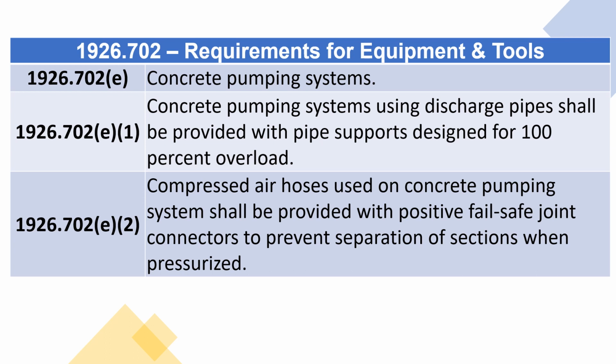1926.702(e), Concrete pumping systems. (e)(1), Concrete pumping systems using discharge pipes shall be provided with pipe supports designed for 100% overload. (e)(2), Compressed air hoses used on concrete pumping systems shall be provided with positive fail-safe joint connectors to prevent separation of sections when pressurized.